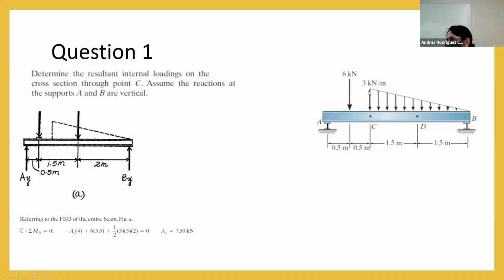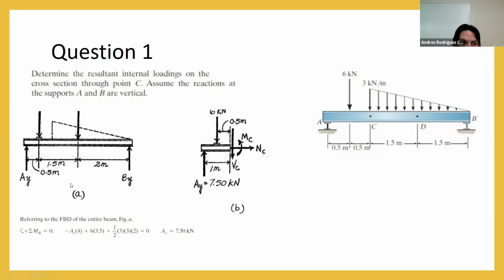To obtain the force due to the triangle load, we just obtain the area of the element. So we have 3 times 3 to get the total force, divided by 2 because it is a triangle. So it is 3 times 3 divided by 2, multiplied by the distance from the center of application of the load to the point where we are analyzing the moment. In this case it is 2 times, divided by 3, 2 divided by 3, the distance.